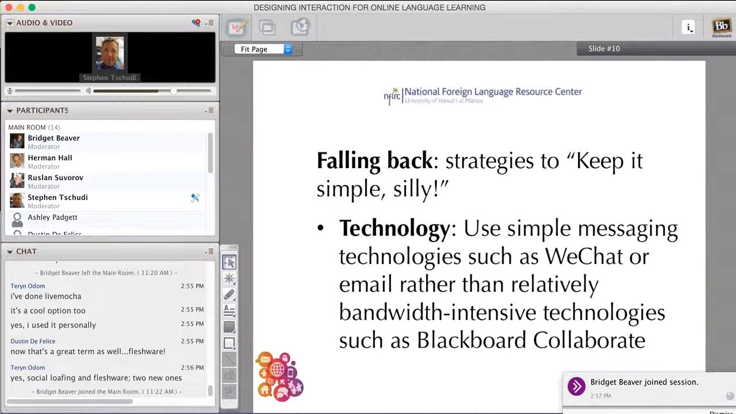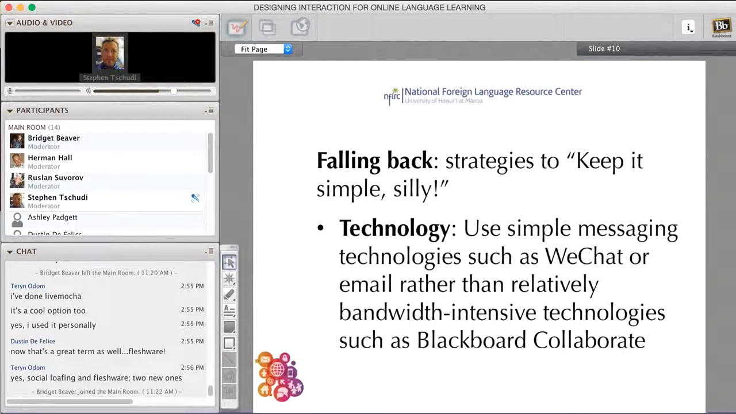And my overall suggestion is falling back. That is, strategies to KISS, keep it simple, silly. So by falling back, there's several aspects to falling back. And what I mean is, instead of a full-on one-to-one, group interaction, which requires a lot of complicated logistics, you can simplify in several ways that may make it more manageable for you to successfully integrate the community of practice into your classroom. The first is technological, and that is choosing to use a simple messaging technology such as WeChat or even email rather than relatively bandwidth-intensive technologies such as Blackboard Collaborate that we're using today.